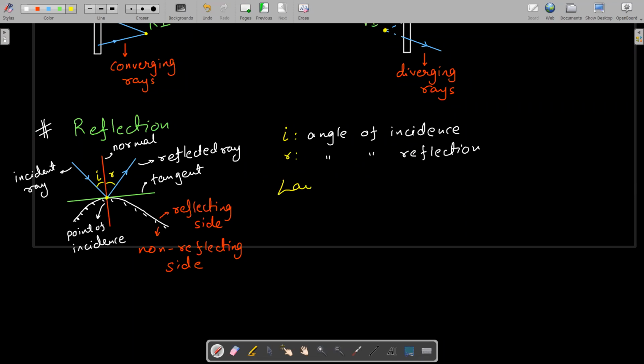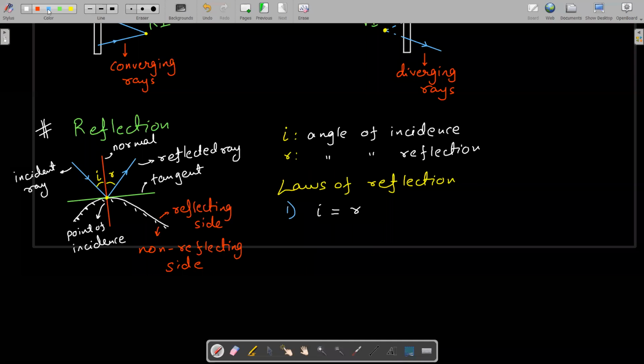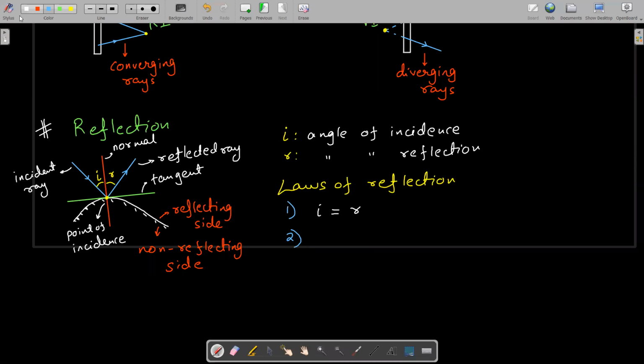Now there are two laws of reflection. The first one is that the angle of incidence I is equal to the angle of reflection R. The second one is that the incident ray, reflected ray, and normal all lie on the same plane.